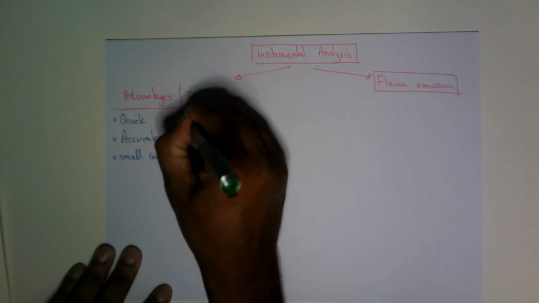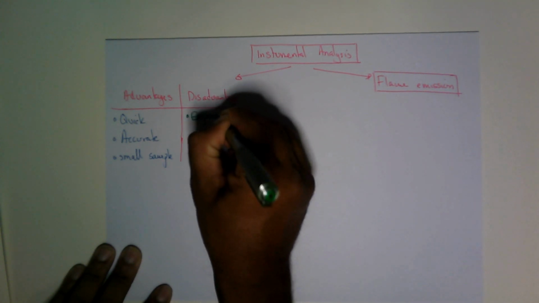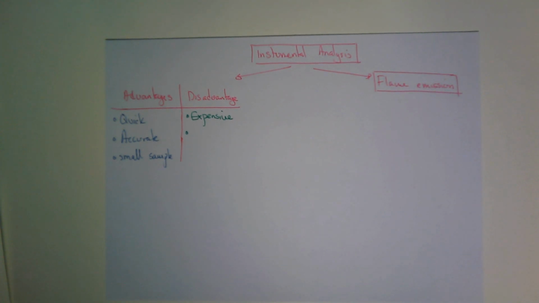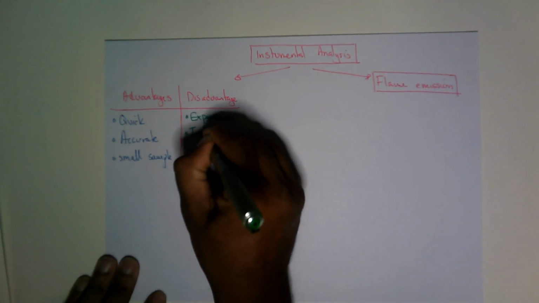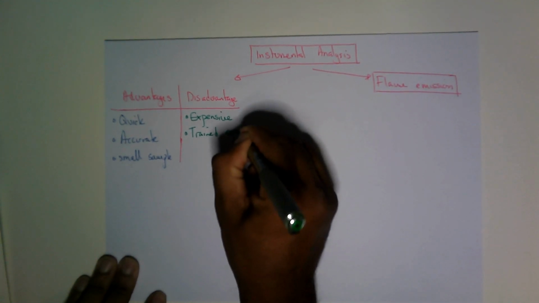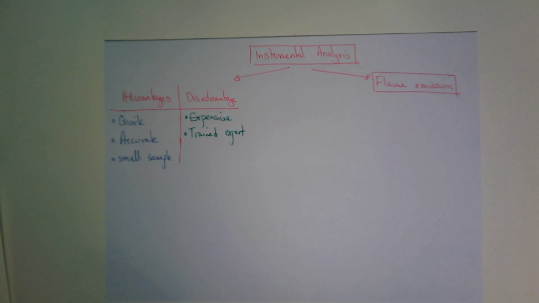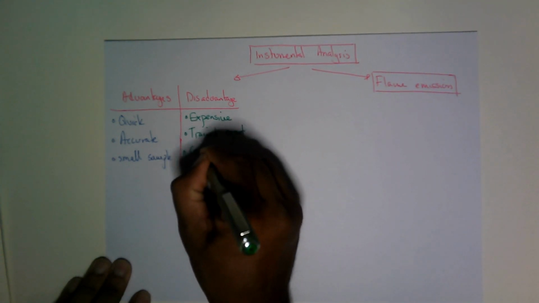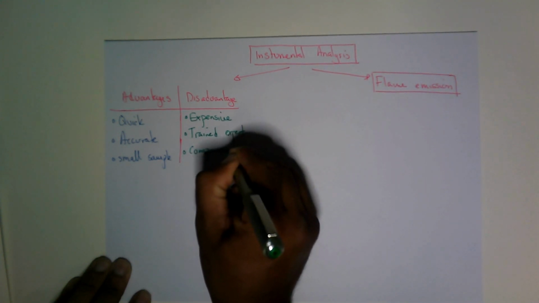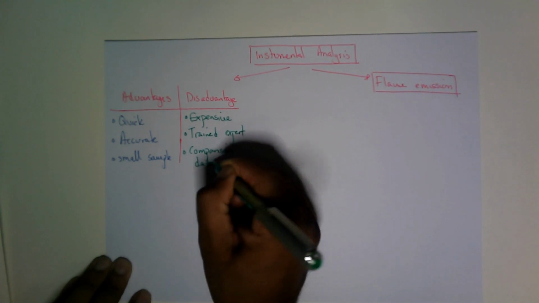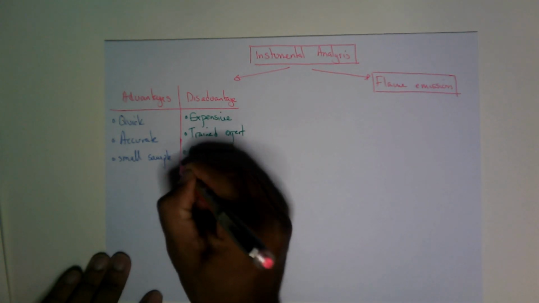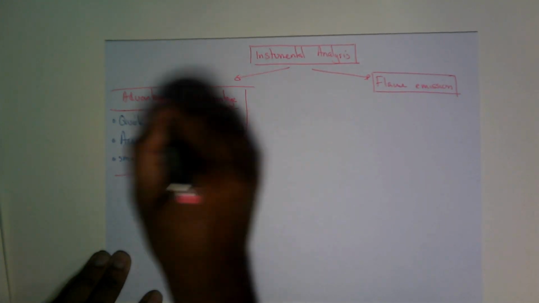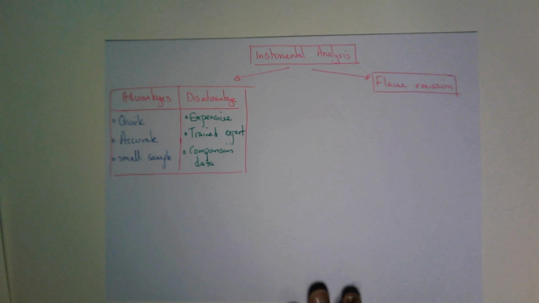The main disadvantage is it's very expensive. You need very sophisticated equipment to get that data. You can only really get that from trained experts, so you'll need to have people who are completely trained on getting this analysis done. And then also you need comparison data, so this will only work if you've got data which you can compare your results with. So that's relatively straightforward with advantages and disadvantages that you'll need to know regarding instrumental analysis.